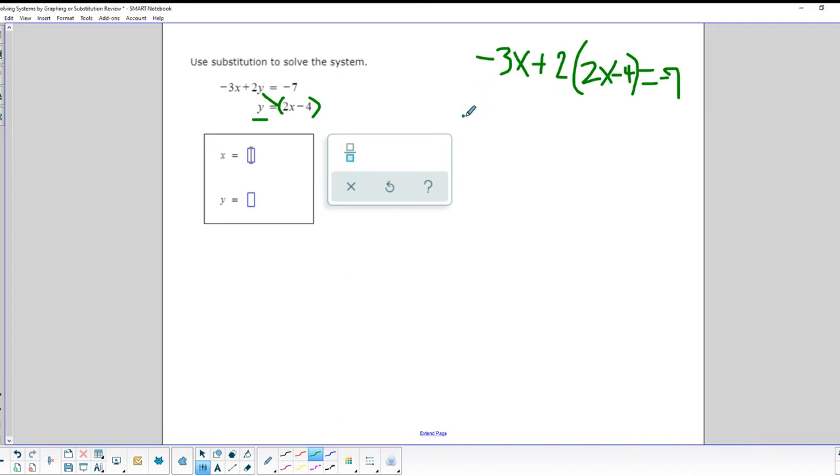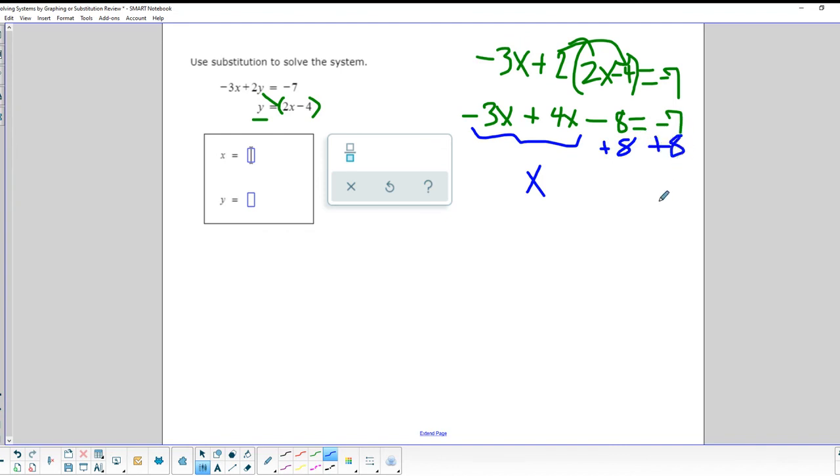All right, now we will go through the equation and start solving. We'll get rid of the parentheses. And when we do that, we'll have -3x. And then 2 times 2 is 4, so plus 4x. And 2 times -4 is -8. And all of that equals -7. Okay. So we combine our like terms. We got 4x, -3x and 4x, that just equals 1x. And we're going to take this -8 and move it over by adding 8 to both sides.